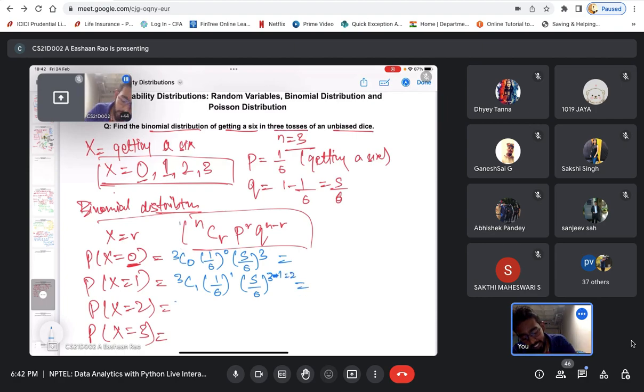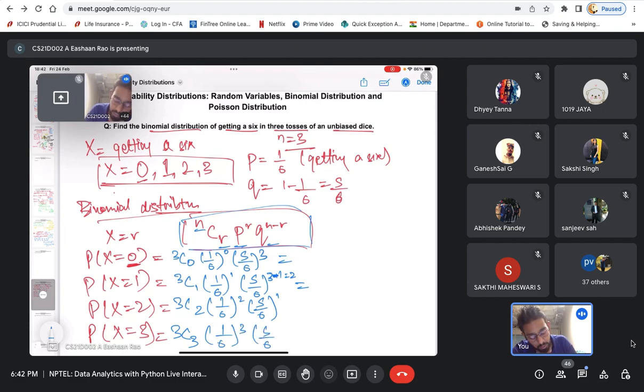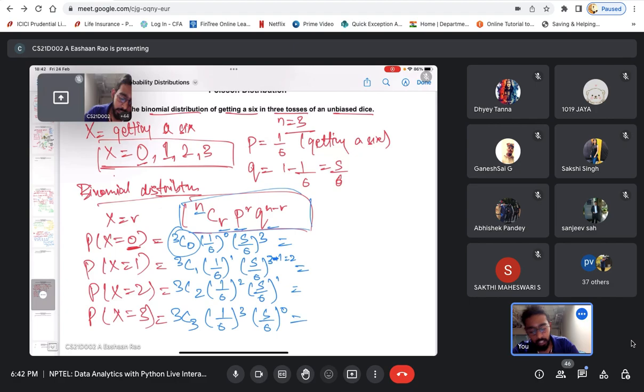Similarly, we are directly using this formula. We have identified n, we have identified r, we have identified p and q as well. So we are just putting those values into the formula, and we get the probability out of that. So 3C2, 1 by 6 raised to 2, 5 by 6 raised to 1, and 3C3, 1 by 6 raised to 3, and 5 by 6 raised to 0. Now I'm not calculating here. I'm assuming you know how to calculate 3C0, 3C1, 3C2, 3C3. What we are mostly doing in this is identifying these n, r, p, and q values.